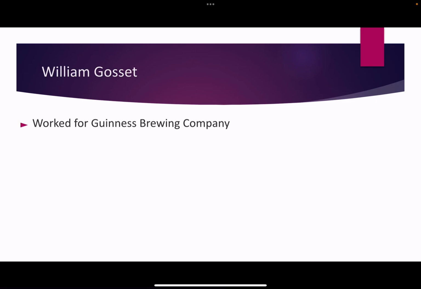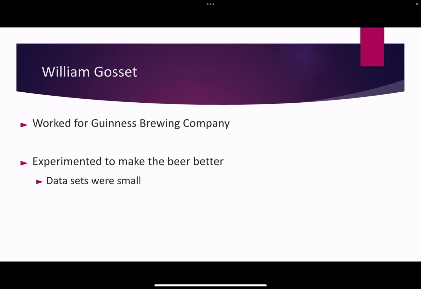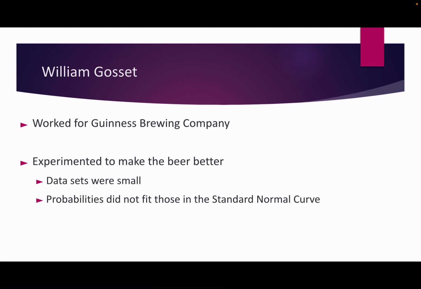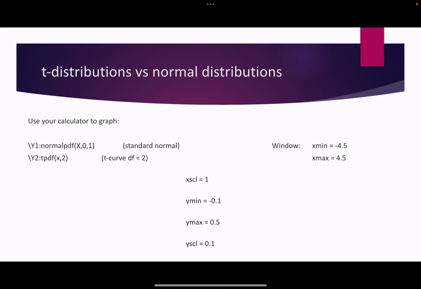William Gossett worked for Guinness Brewing and experimented to make the beer better. Data sets were small. Probabilities did not fit those of the standard normal curve. So he created T distributions to use in his work.